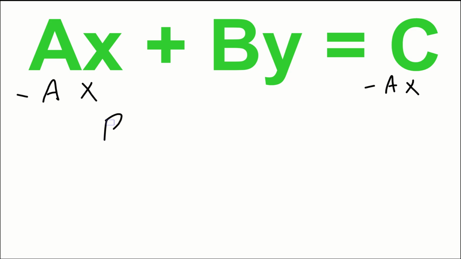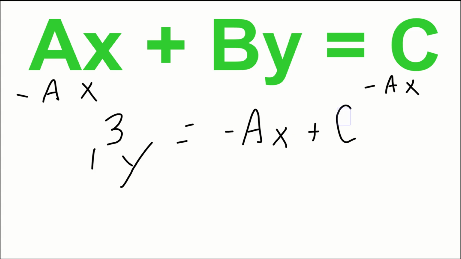So now I got By equals, and I'm going to change the order just so it looks a little more like slope-intercept form, okay? So we'll put the negative Ax first, and we got a positive C value. Okay? Everybody okay with that part?